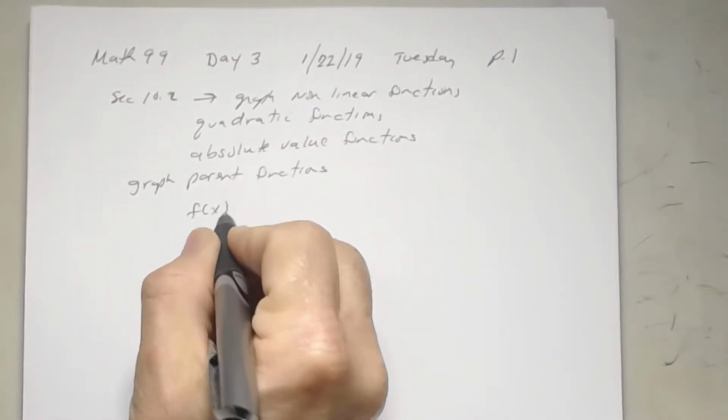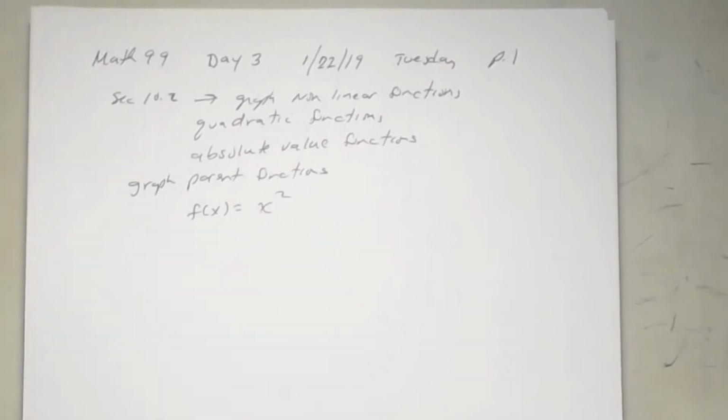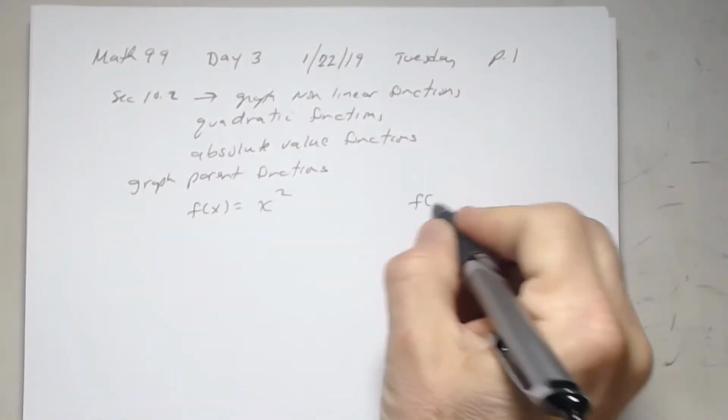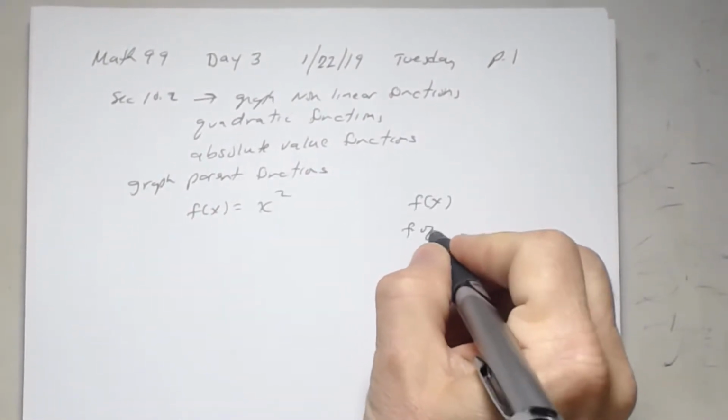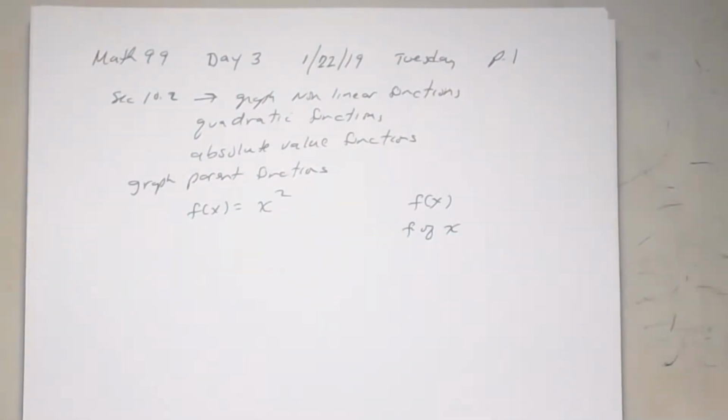All right, so the first parent function we're going to look at looks like this. f of x equals x squared. Now, this is function notation. That f of x, this symbol means f of x. That's how you read it. It does not mean f times x. That "of" here does not mean multiplication. It's just read f of x.